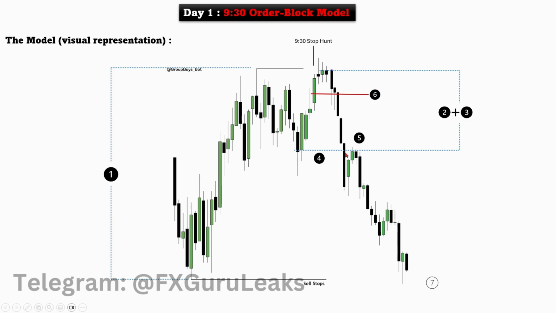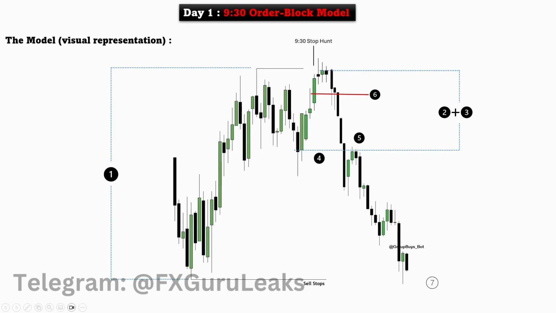Once price closes a candle's body below this up close candle of the Judas leg, that's when you will have your model getting activated. That's when you will have order block getting activated. So second point, Judas did the stop hunt. Third point, you wait for price to go below the Judas leg, close the candle's body.